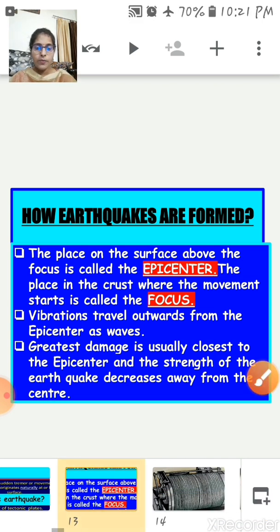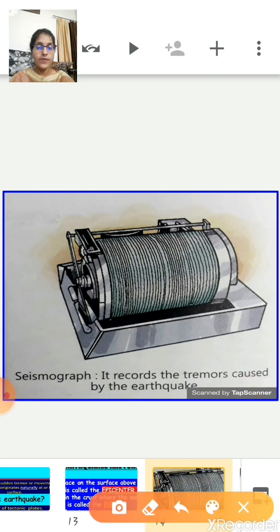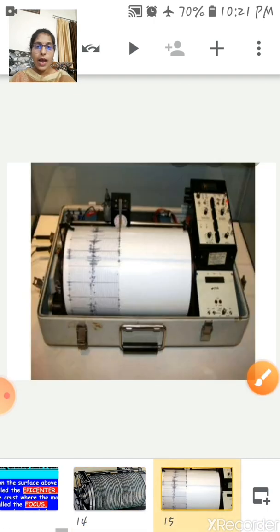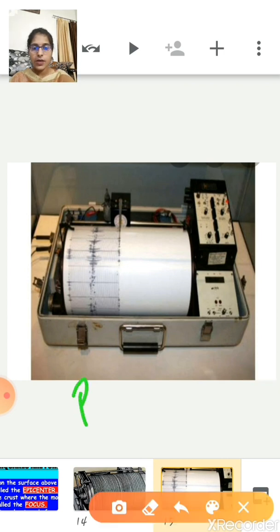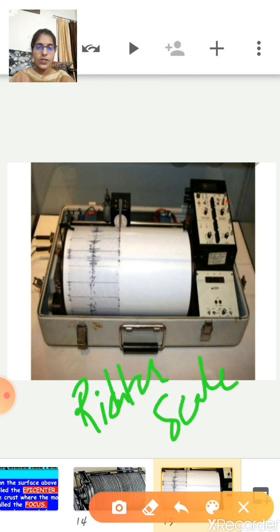Okay. So basically, first one is the seismograph. Seismograph, basically the earthquake tremors are recorded by an instrument. It's called seismograph, right? It records the tremor caused by the earthquake, and its magnitude and intensity is measured on the Richter scale. This is the Richter scale. So this instrument is used to measure the intensity of the earthquake.